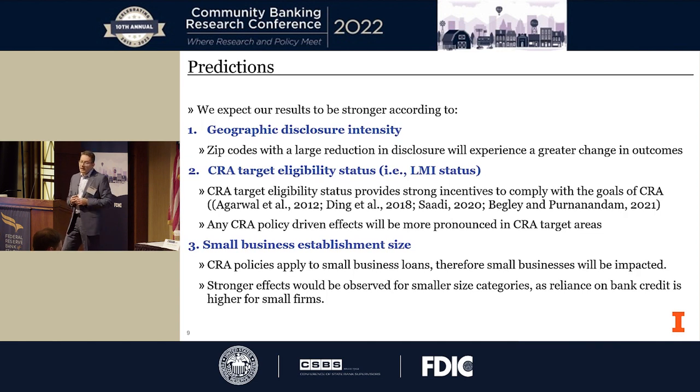And finally, our paper is all about small business loans. Although CRA reports also have information about mortgages, mortgage disclosures are also covered in the Home Mortgage Disclosure Act. Okay? So there is not much change in terms of mortgage disclosures. The thing that mainly changes is just small business loans.